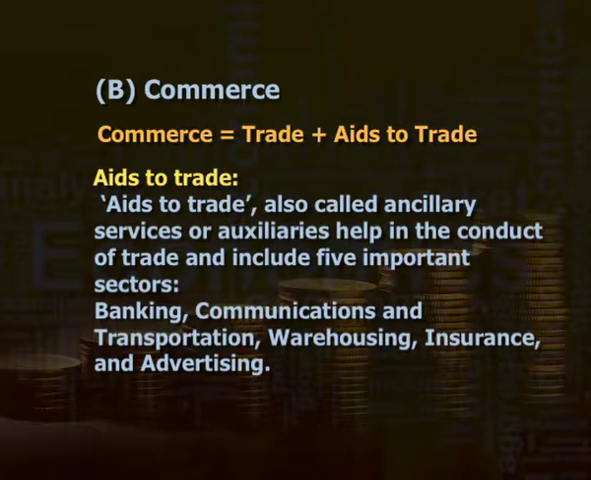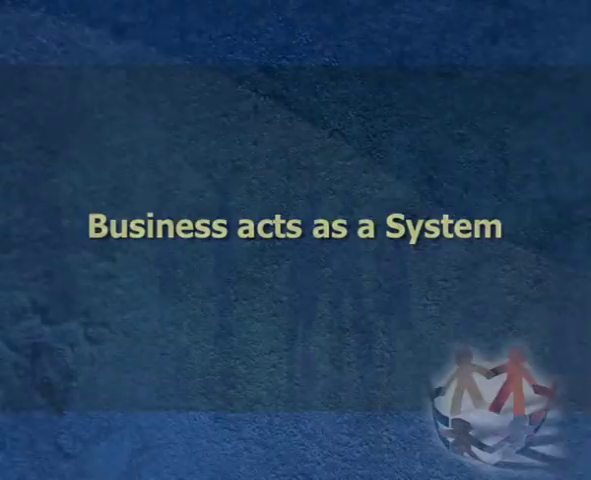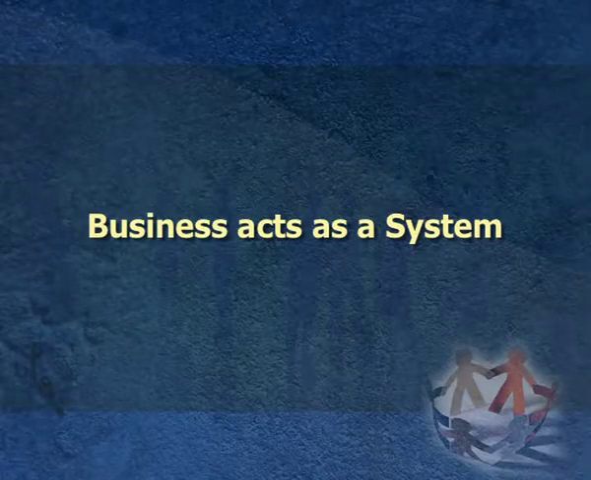Aids to trade, also called ancillary services or auxiliaries, help in the conduct of trade and include five important sectors: banking, communications and transportation, warehousing, insurance and advertising. Now let us discuss how business acts as a system. A business system is an established arrangement of components which lead to the attainment of a particular objective. A business enterprise is a system consisting of various subsystems which operate in a balanced, coordinated and integrated manner to make the whole as a business system.